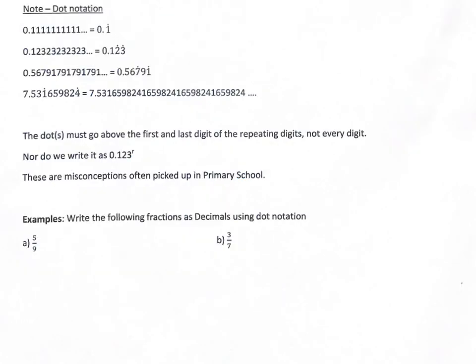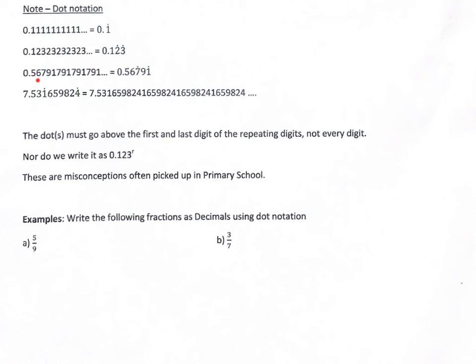And just a quick note about dot notation. If we have the decimal 0.11111, as we did in example A, what we can do is write that as 0.1 with a dot above the top. And the dot above the top means that this digit is repeating, and repeating infinitely. If we had 0.1232323, where the 2 and the 3 are the bits that are repeating, we can put a dot above the 2 and a dot above the 3. And that implies then that the 2 and the 3 are repeating.